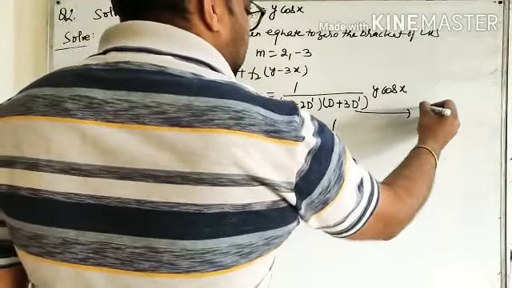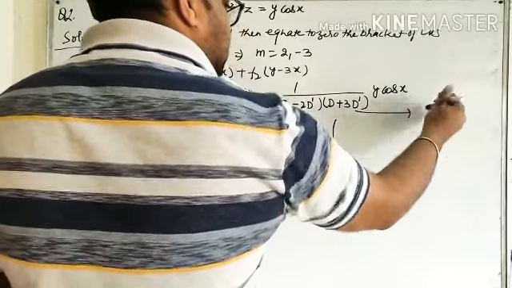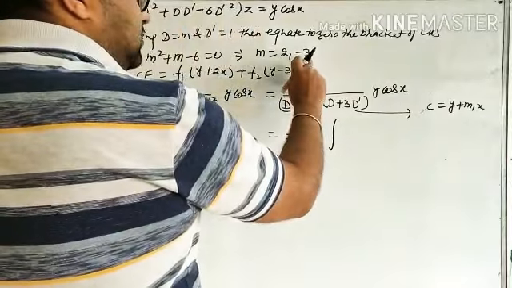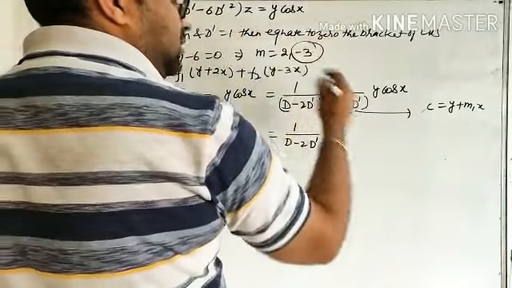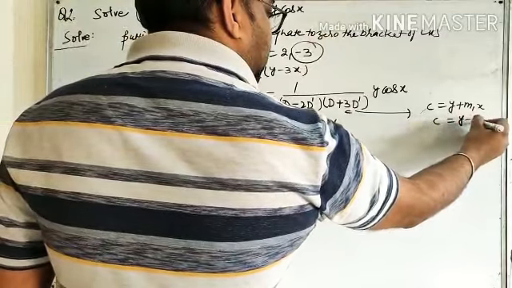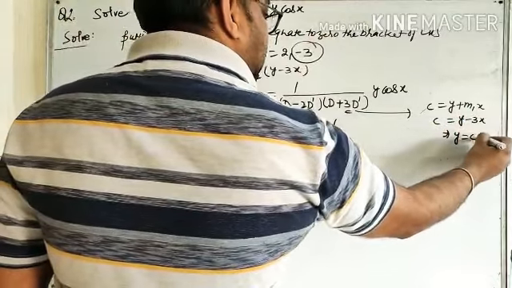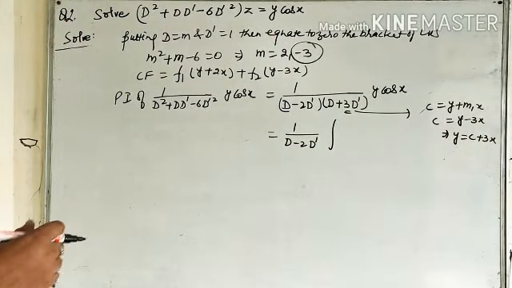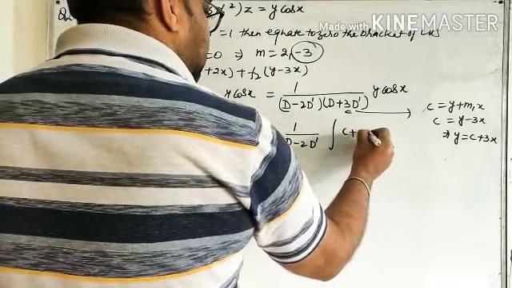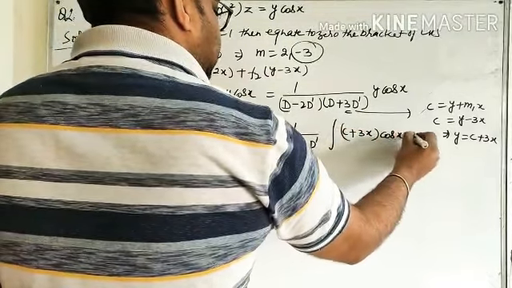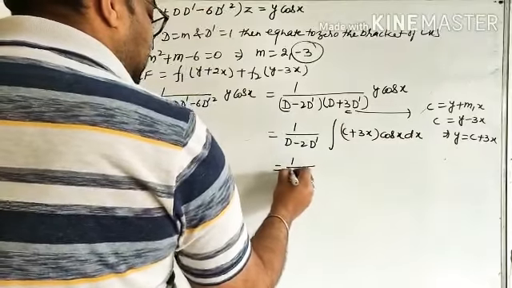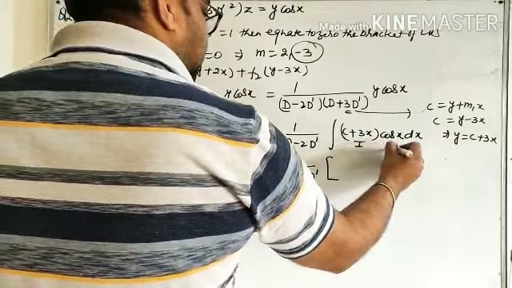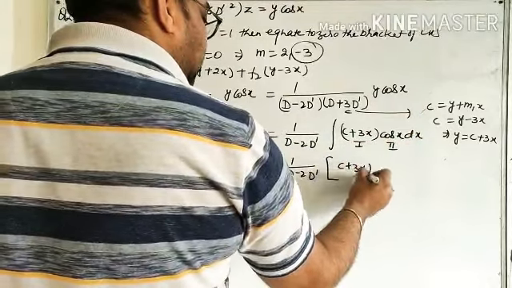What do we have to replace here? c equals to y plus m1x, and for this particular condition m1 is minus 3. So c equals to y minus 3x, or y equals to c plus 3x. So here we have to replace y equals to c plus 3x. So integral c plus 3x cos x dx, which is equals to 1 upon D minus 2D dash, of apply ILATE, c plus 3x as it is.